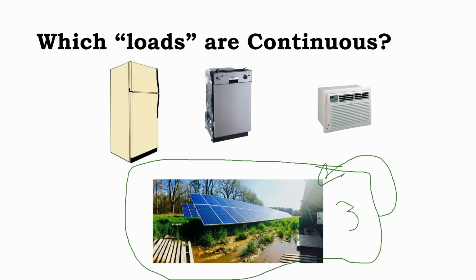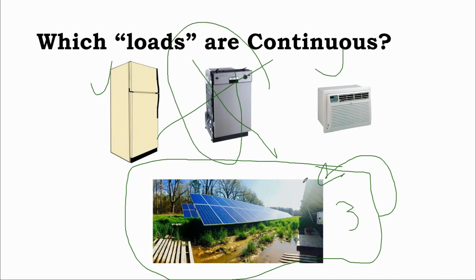A dishwasher is not on for 3 hours straight, but an air conditioner and a refrigerator are. And so, out of all of these, I'd say the dishwasher is the non-continuous load, and the rest are continuous loads.